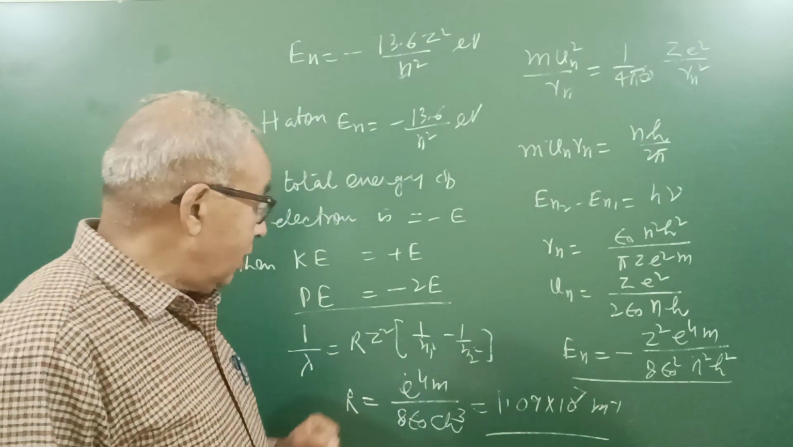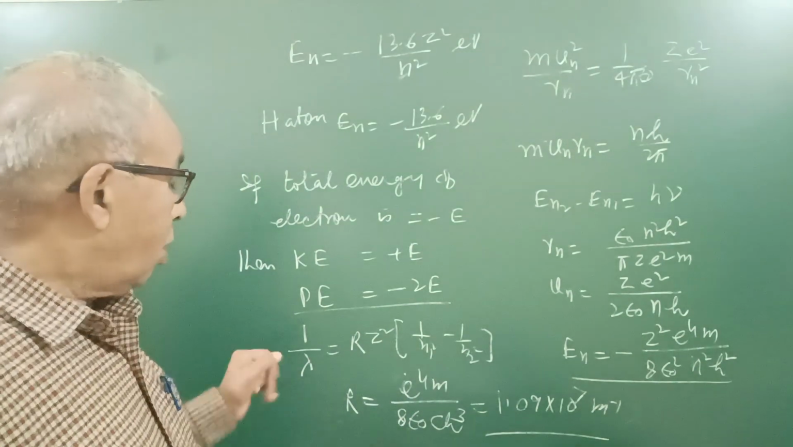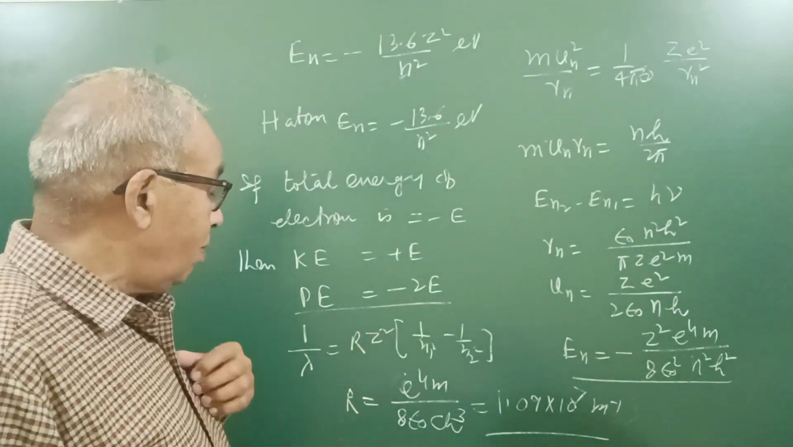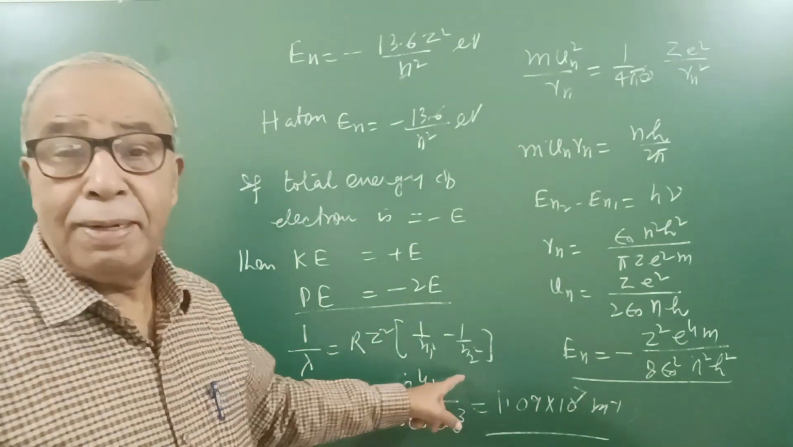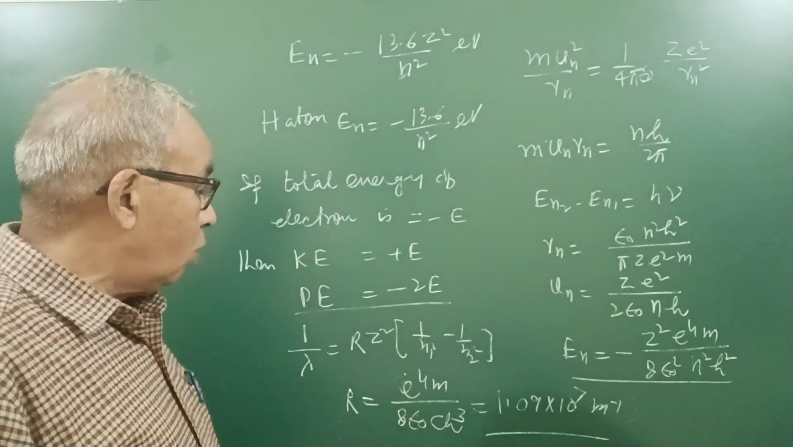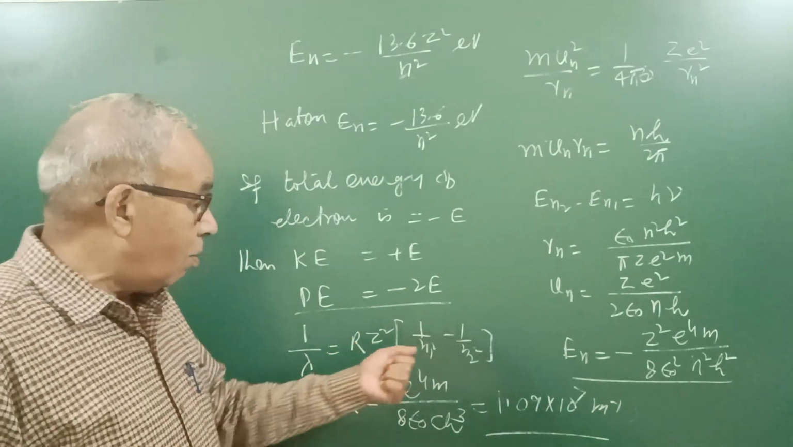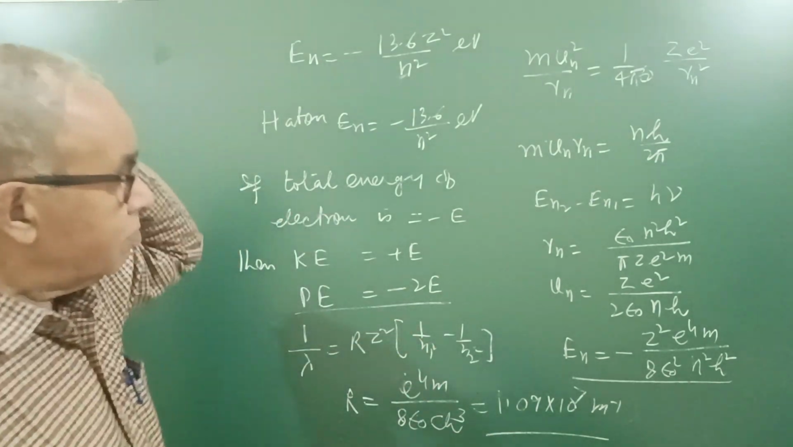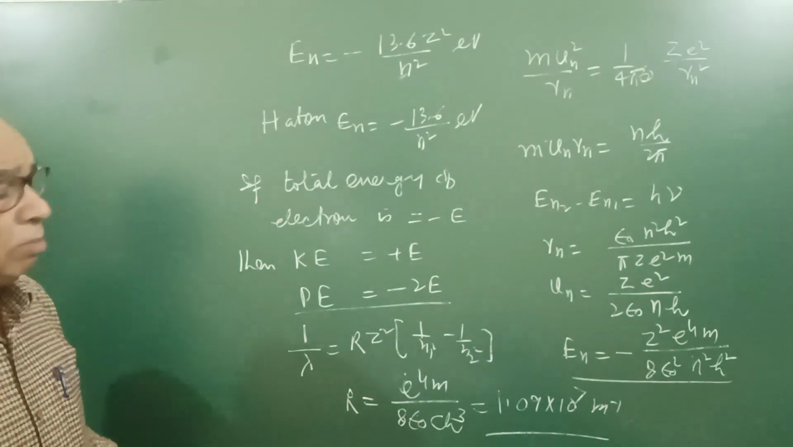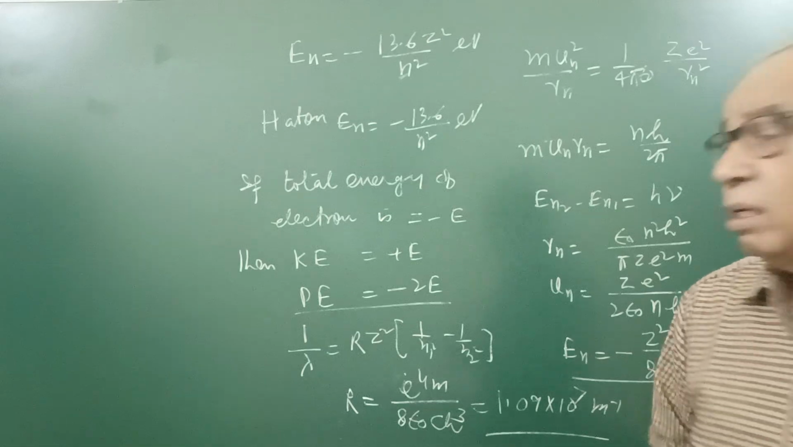For Lyman series n1 equals 1 and n2 equals 2, 3 and so on. For the shortest wavelength of Lyman series, n2 will be infinity. Balmer: n1 equals 2, n2 equals 3, 4, 5, 6 and so on. For shortest wavelength of Balmer series n2 is infinity, like that. So these are some topics which you have to keep in mind.